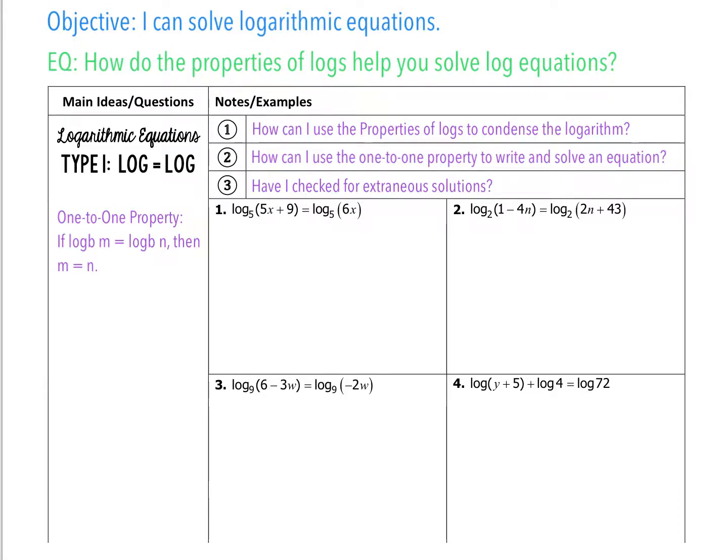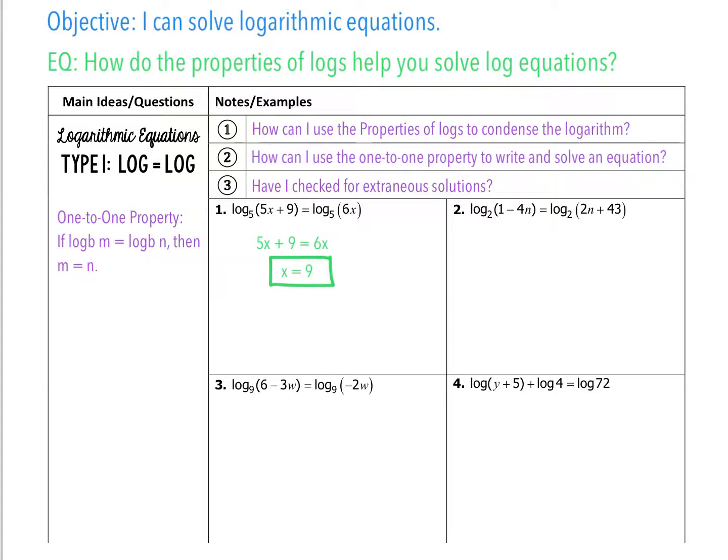So when I look at number 1, I see that they have the same base. I don't need to condense the logarithm because I don't have log of 2 plus log of 3 or something like that. So I can simply use the one-to-one property to set those two expressions equal to each other. So I can say that 5x plus 9 equals 6x. I've written the equation and now I need to solve it. Let's get all of our x's together. I'm going to subtract 5x from this side and I end up with x equals 9.